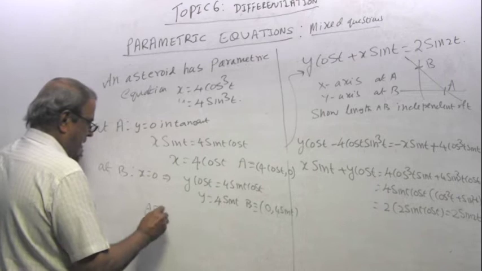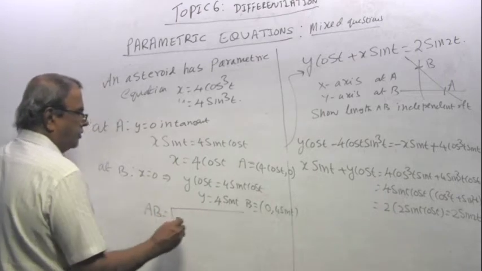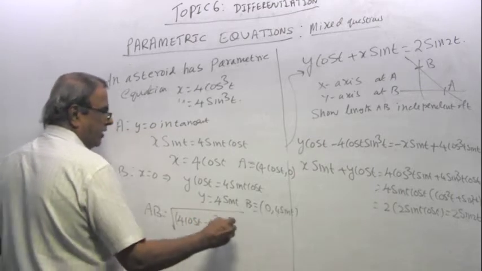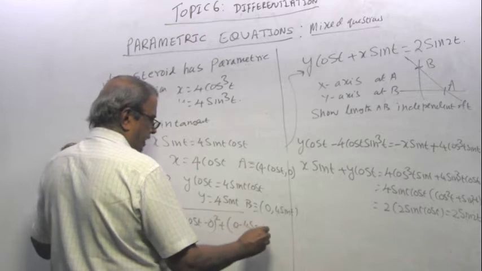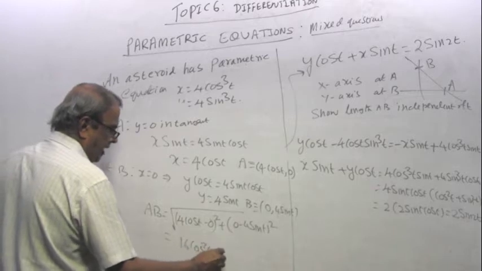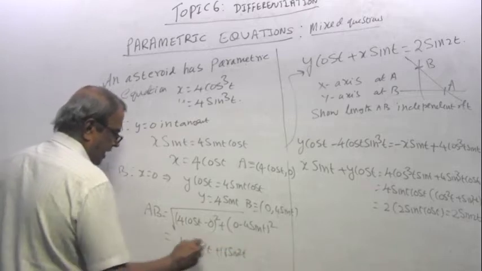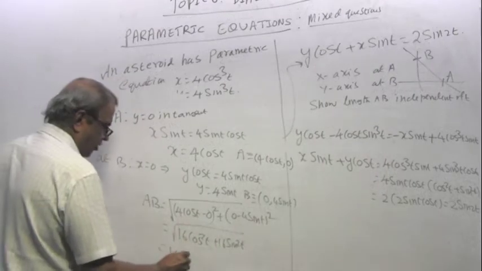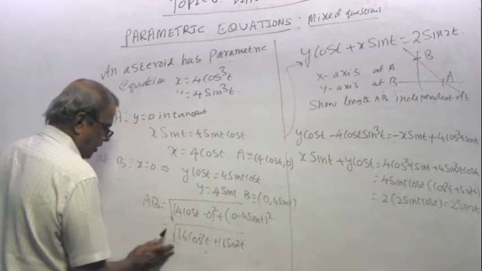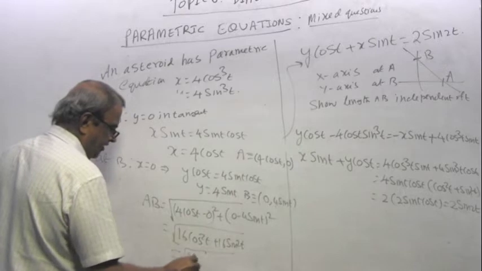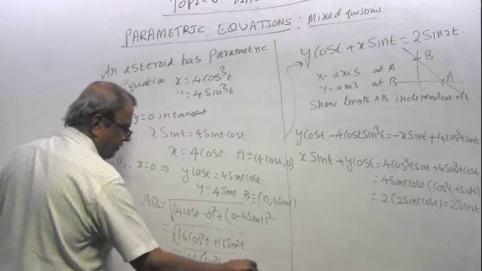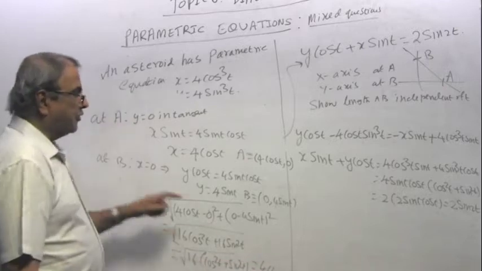What is the distance AB? It is the square root of (4 cos t minus 0) whole squared plus (0 minus 4 sin t) whole squared, which is the root of 16 cos squared t plus 16 sin squared t. So root of 16 times (cos squared t plus sin squared t), which is 4, independent of t.